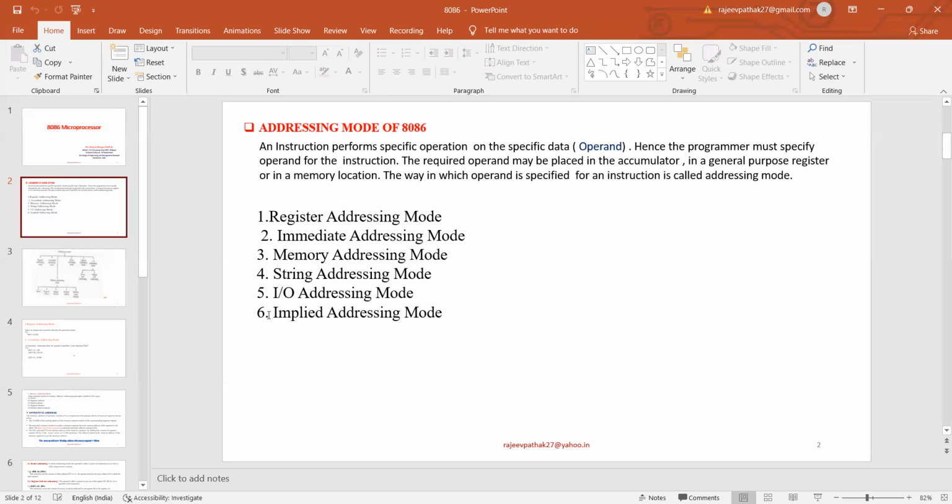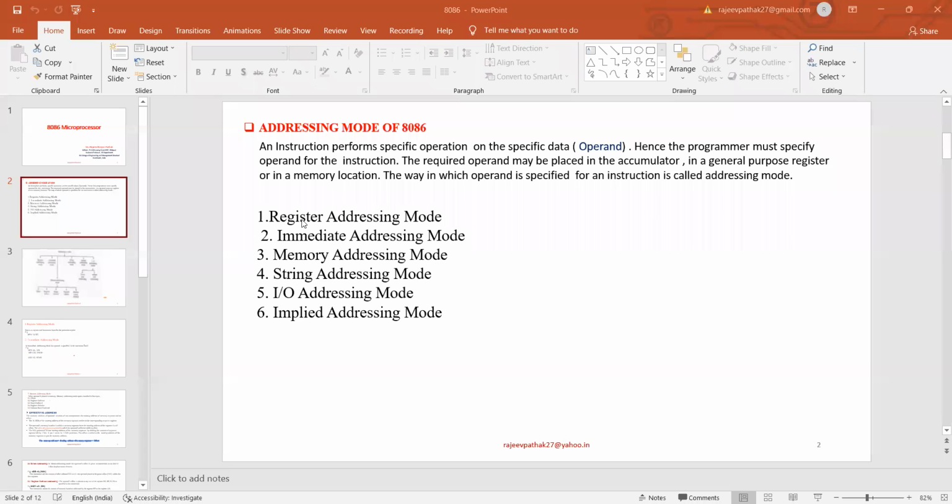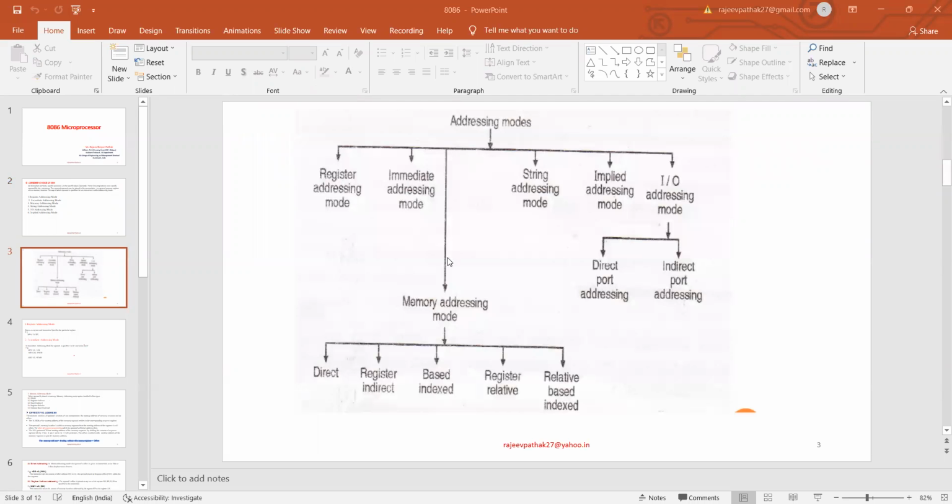So there are 6 ways. The first one is called register addressing mode. Second is immediate addressing mode. Third is memory addressing mode. Fourth is string addressing mode. Fifth is input output addressing mode. And sixth is implied addressing mode. The memory addressing mode is again divided into 5 types: direct memory addressing mode, register indirect mode, based indexed mode, register relative mode, and relative based indexed mode.